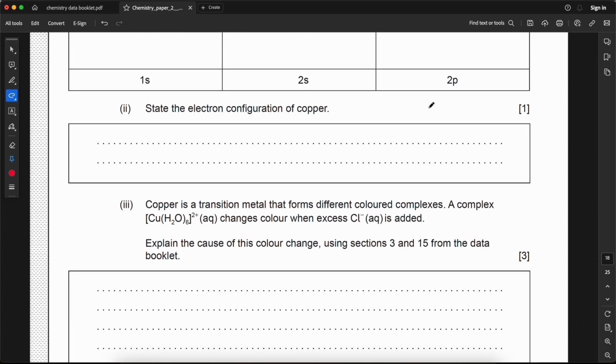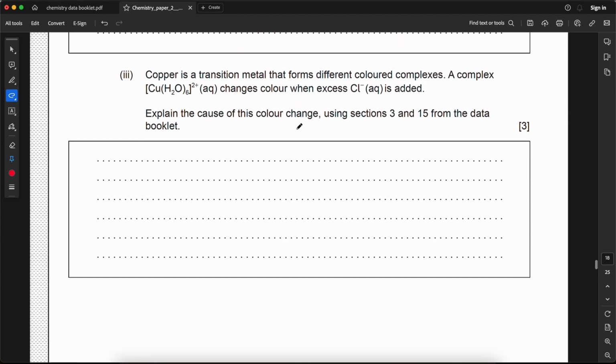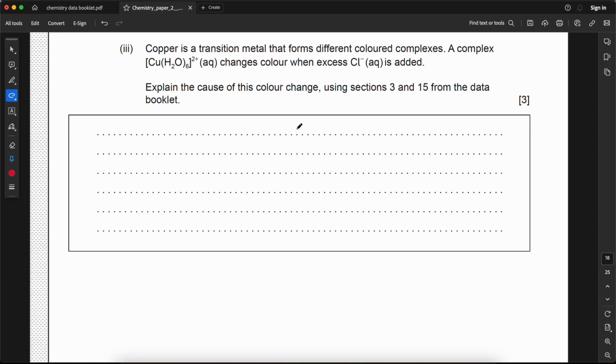State the electron configuration of copper. Copper is 29. So 1s2, 2s2, 2p6, 3s2, 3p6, 4s1, 3d10. So [Ar] 4s1, 3d10, if you want to write in the short notation. Copper is a transition metal that forms different colored complexes.